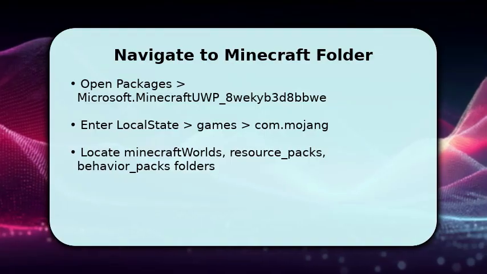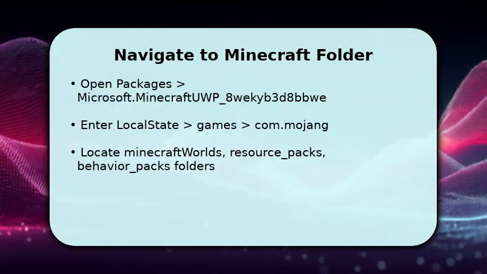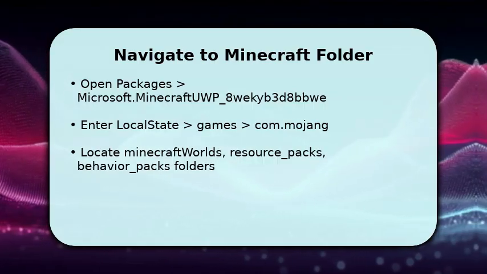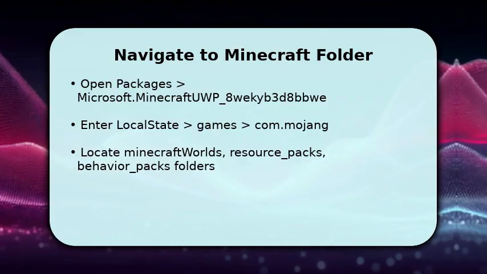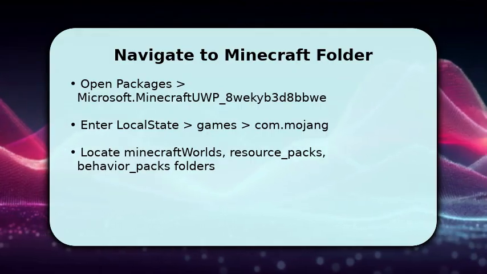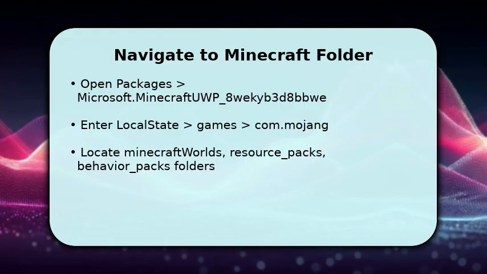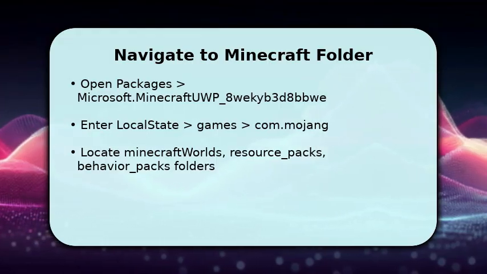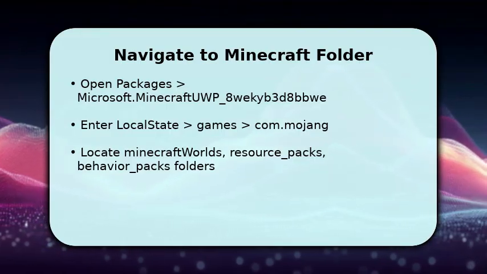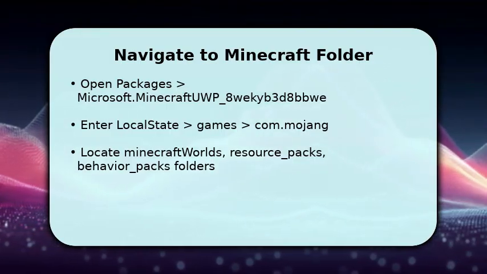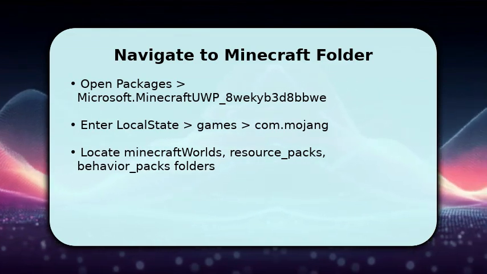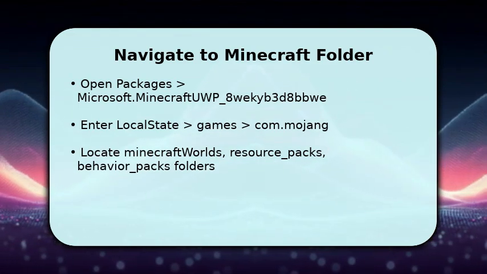You now open Microsoft.MinecraftUWP_8wekyb3d8bbwe inside Packages. That exact folder name contains the game state. Once inside, go to LocalState, then games, then com.mojang. This is where user worlds and add-ons live. Make sure to look for minecraftWorlds for worlds, resource_packs for textures, and behavior_packs for mods. If you plan to copy or edit files, close Minecraft first so saves aren't corrupted. You'll see numeric folder names inside minecraftWorlds representing each world.